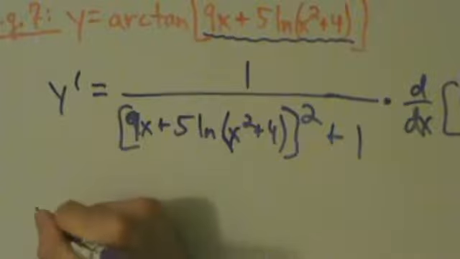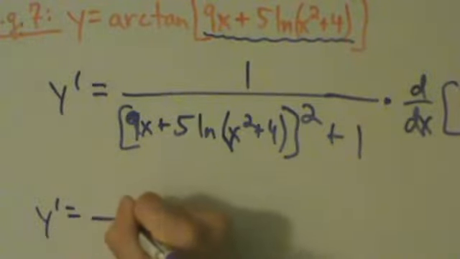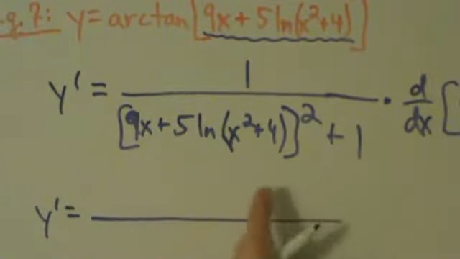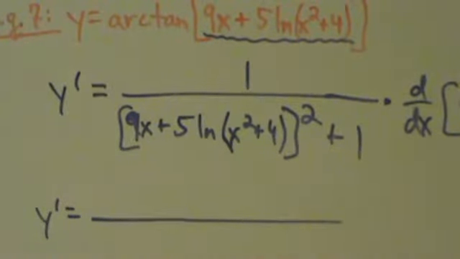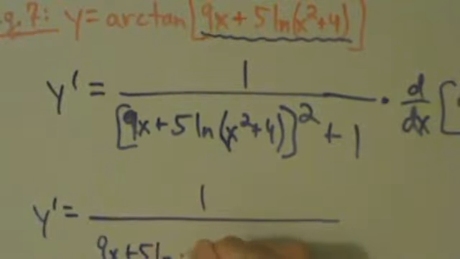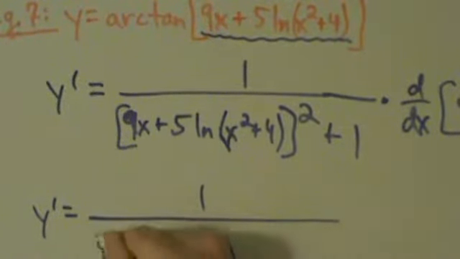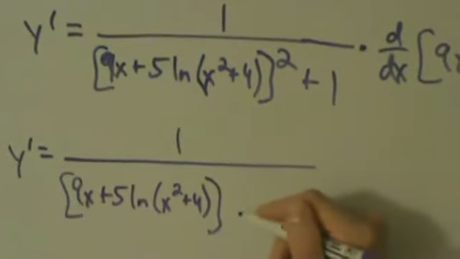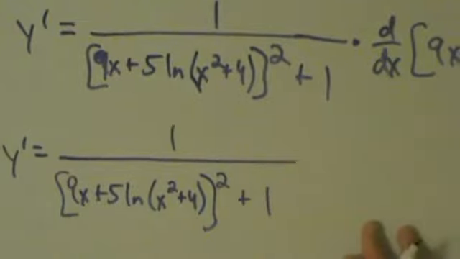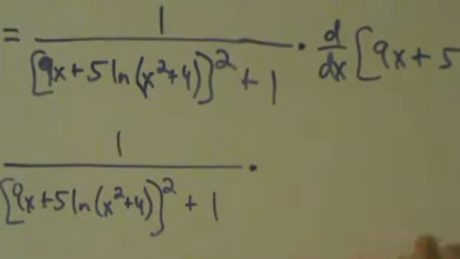So now y prime is going to equal, let's just leave this as it is. We definitely don't want to FOIL that, right? That's just going to be a disaster. So let's not do that. But what are we going to have? We're going to have 1 over, so all this stuff is just going to stay there. 9x plus 5 natural log of x squared plus 4, that whole quantity squared, and then plus 1 like that. Alright, and then we want to multiply by what?